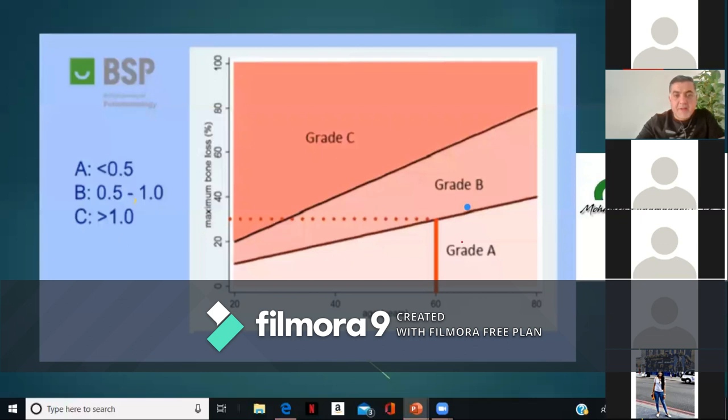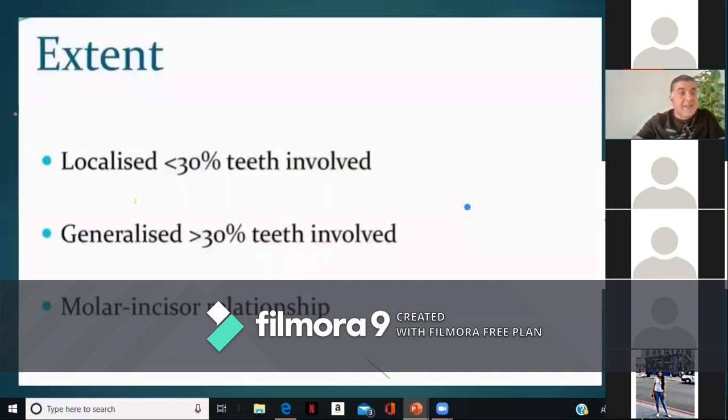And this is, for example, a patient who is 60 years old with 30% bone loss here. If you divide 30% by 60, it will give you 0.5. So 0.5 here. Look at this, then you compare to this one. Anything less than 0.5, this is very important, less than 0.5, is grade A. So the patient is here, it's 0.5, so it is grade B. Extent is very important: localized is anything less than or up to 30%, and this is the staging again.